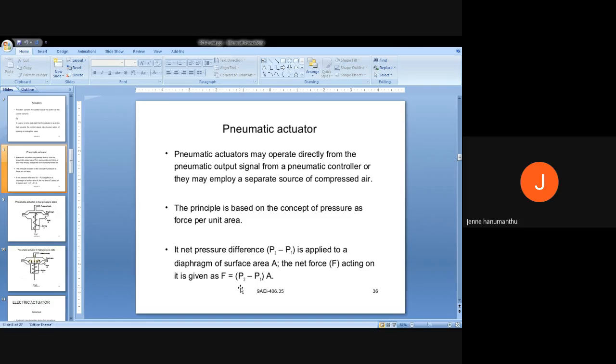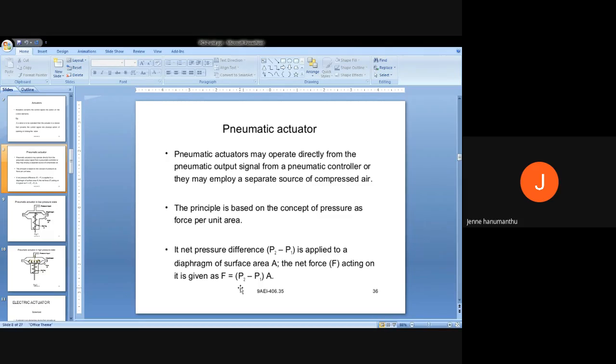So this mechanical motion will drive what is called the diaphragm. What is a diaphragm? Diaphragm is an elastic member. So when force is applied on the diaphragm, what happens? The diaphragm will be moved.